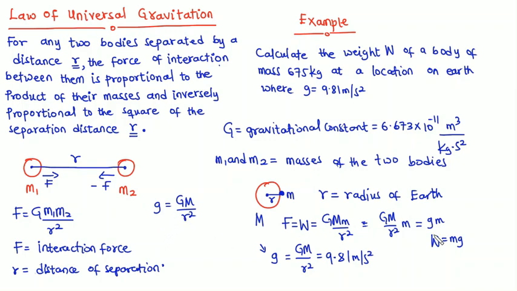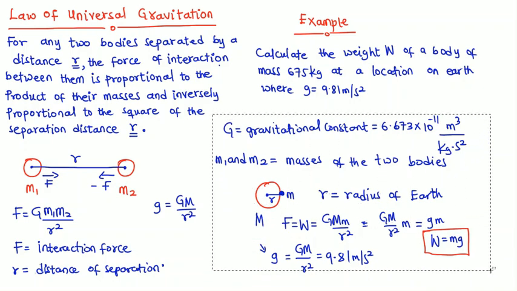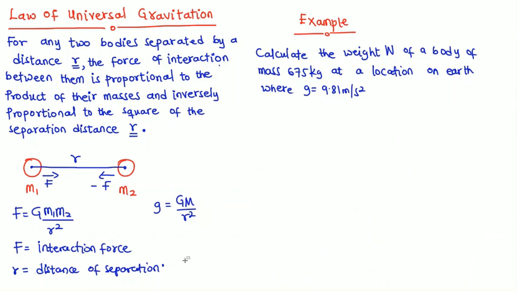So this is the origin of the formula for the weight force. Let's take an example. In the example, we are going to calculate the force of interaction between an object on the surface of Earth and Earth itself. The question says: calculate the weight force of a body of mass 675 kg at a location on Earth where the acceleration due to gravity is equal to 9.81 meters per second squared.